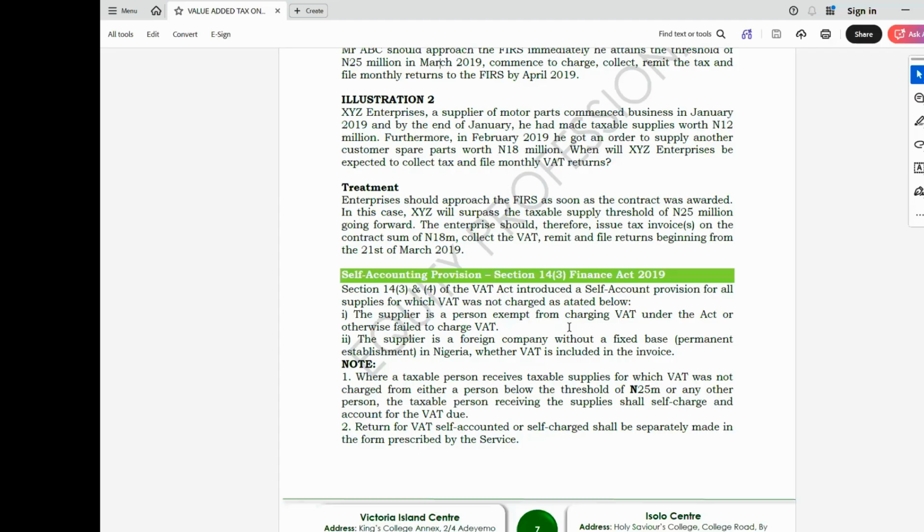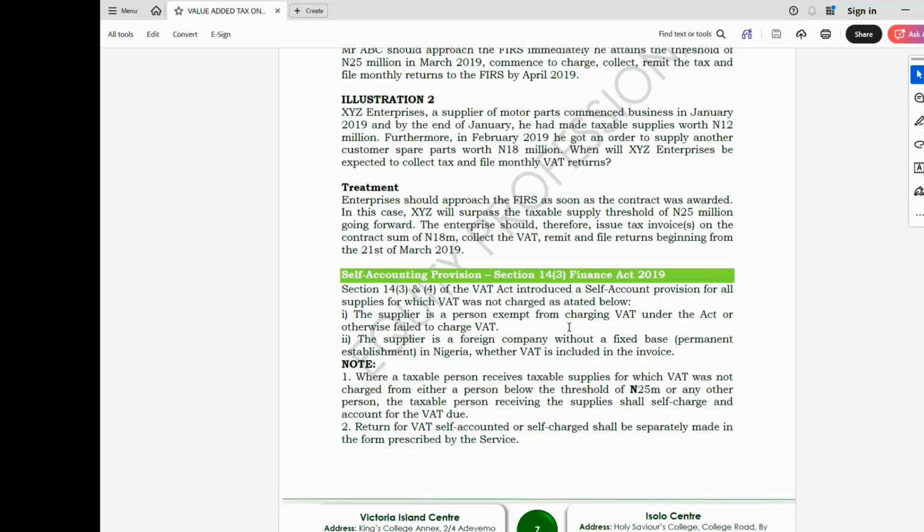You must add VAT to your invoice and self-account for the VAT on that transaction and remit it yourself to the relevant tax authority. That provision is called the self-accounting provision. This is related to a non-resident company, a foreign company that does not have a permanent establishment or a fixed base here in Nigeria. They don't have an office here in Nigeria. They don't have anywhere you can trace them to in Nigeria.